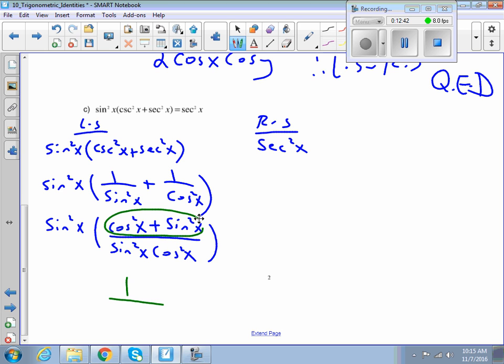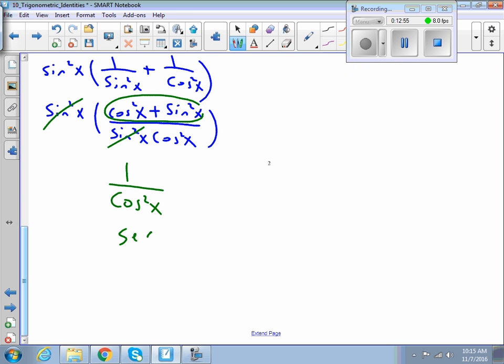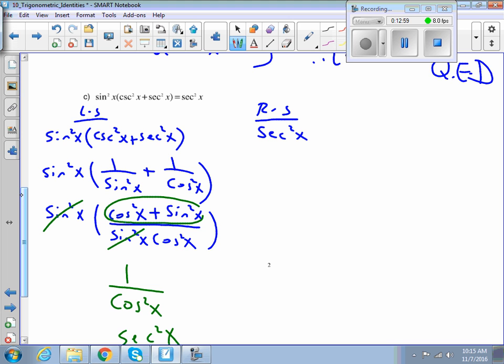Whenever there's a multiplication, I can simplify. So the sine squared x and sine squared x cancel out. So I'm left with 1 over cos squared x, which we know is secant squared x. And that is what I had on the right-hand side. So again, therefore, left side is equal to right side, QED.